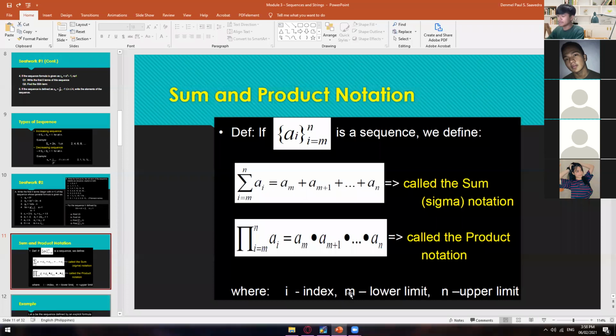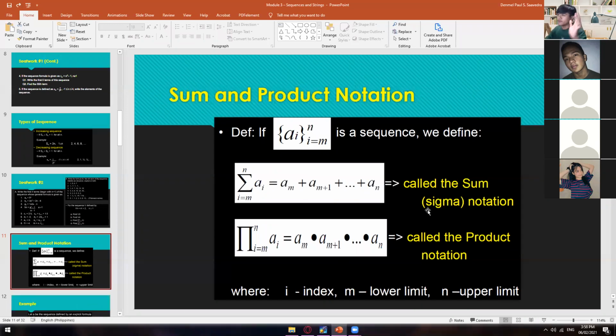Okay, wherein sometimes the index is starting from 0 or 1, or sometimes it could be 20 or 25. And then your n is the upper limit. So this is the maximum range of your number, or your term. So for example, your lower limit is 1 and then your upper limit is 10. So the range here is 1 to 10. And then, of course, it's only increasing by 1, so 1 to 10. Okay. So there's now a total of 10 terms.